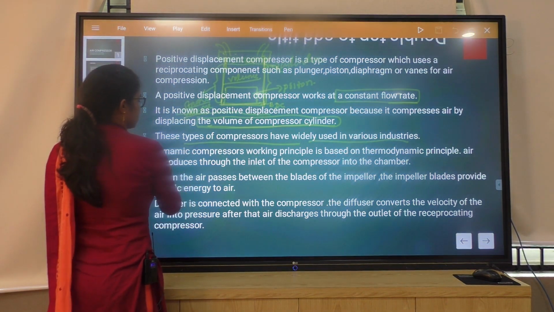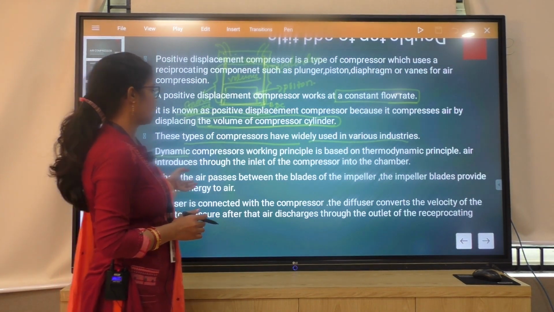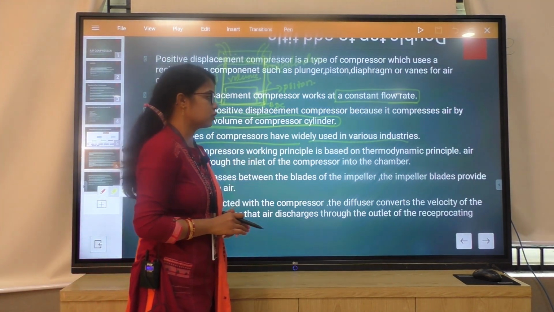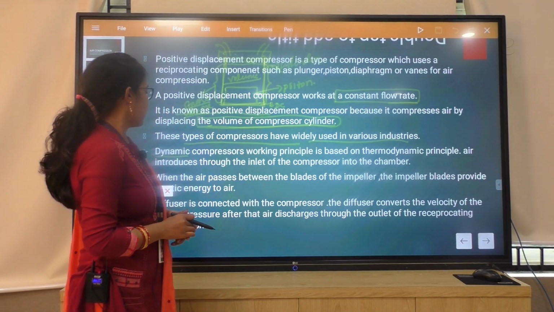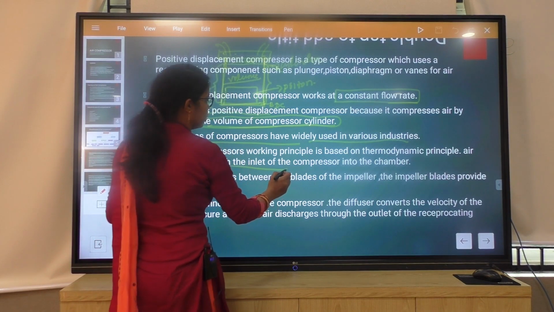So, coming to the dynamic compressor. The dynamic compressor's working principle is based on thermodynamic principle. Air is introduced through the inlet of the compressor into the chamber.